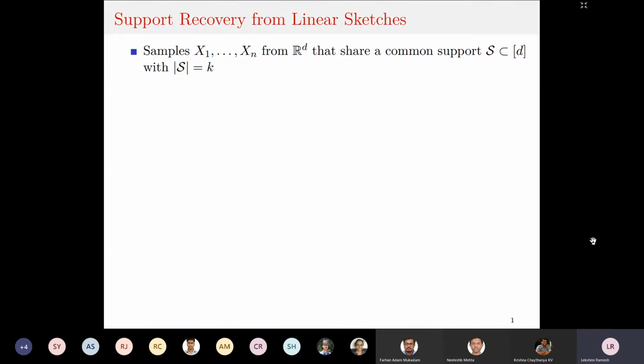So the setup is as follows. There is a set of n samples, x1 through xn, and each of these is of dimension d. So these are all vectors in some high dimensional space. d is a huge number, and all of them have a support that is the same. So across all the samples, the locations of the non-zero entries. The support of a sample is basically the indices corresponding to where it takes non-zero values, and that is the same across all the samples. And we'll denote this support by S. And this support is of size k.